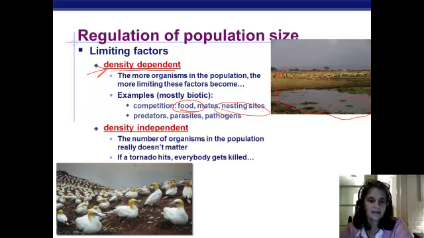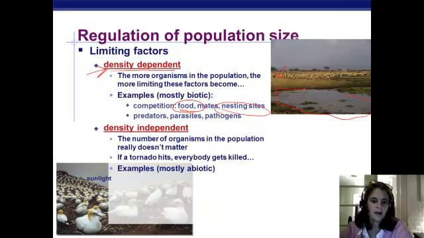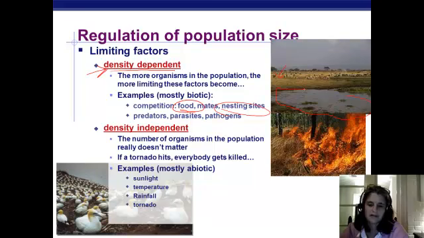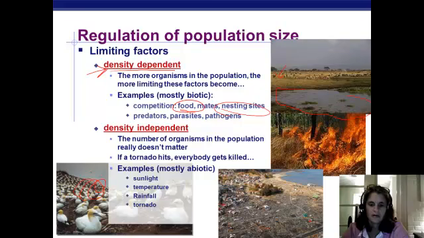Density independent is just, again, a serious weather incident, or any of these abiotic factors. If the fire comes in, it's going to wipe out the whole population. I don't care if you've got a ton of them over here or only one or two of them, the fire is going to kill them all, okay? The tidal wave is going to kill them all, okay?